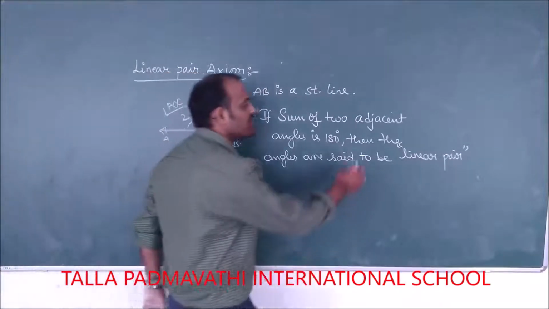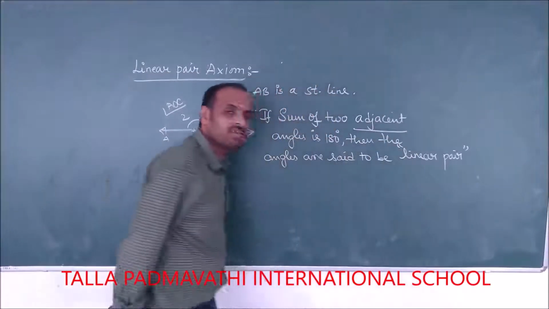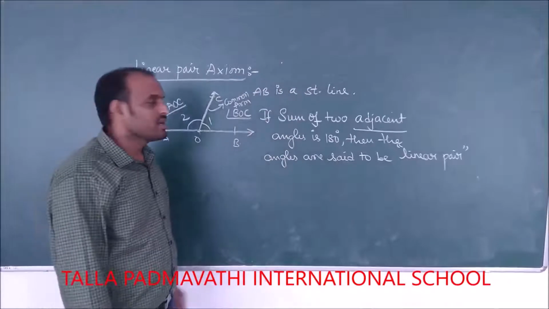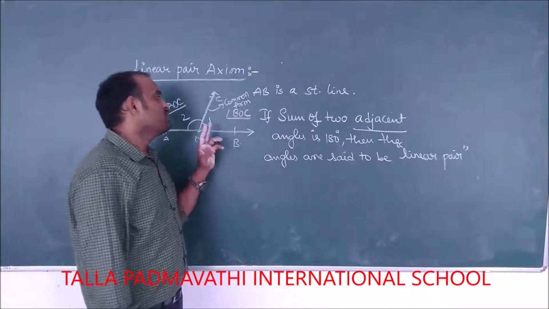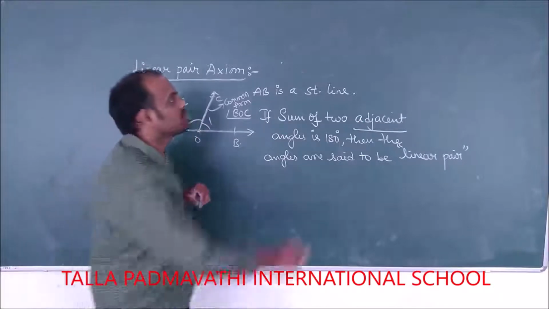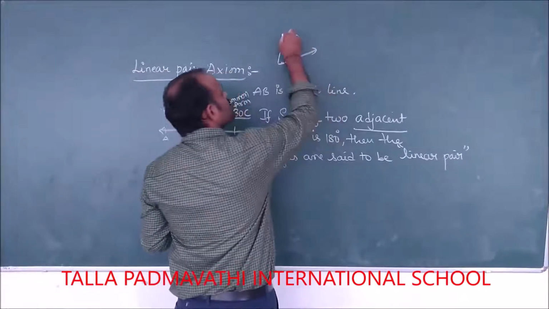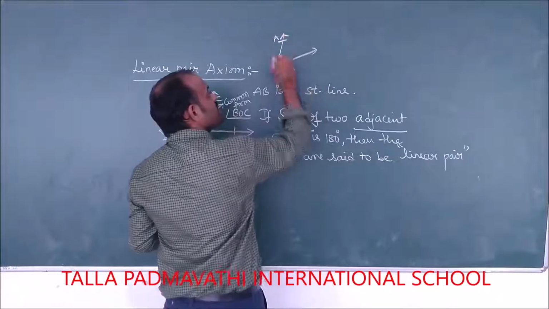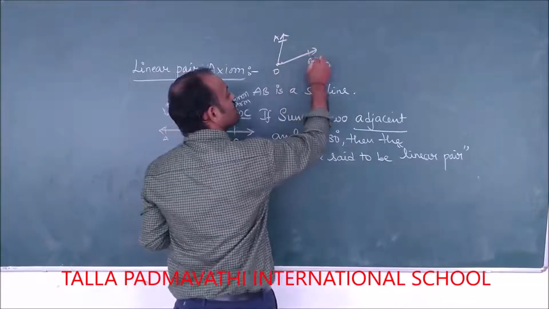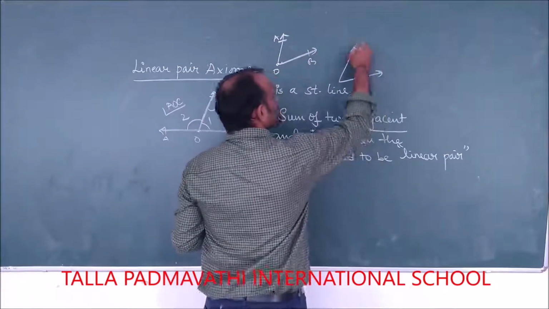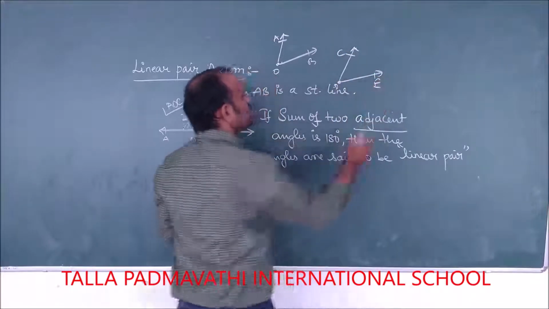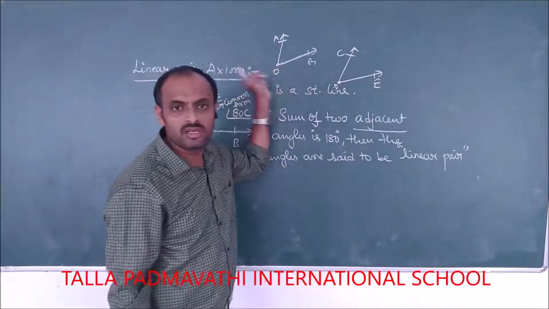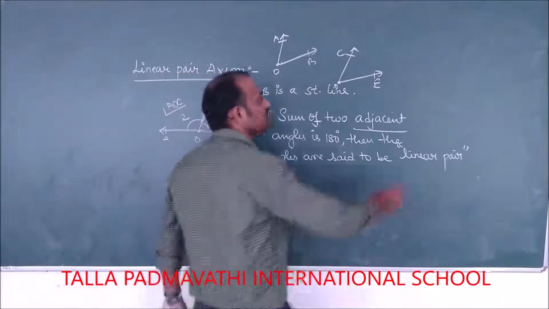pair. The angles are said to be a linear pair. So let us see, definition-wise, what do you mean by adjacent angles? Adjacent angles means angles which have only one arm in common. See, I'll draw many angles for you here: AOB, and I have CD. Do they have any arm in common? They don't have any arm in common.